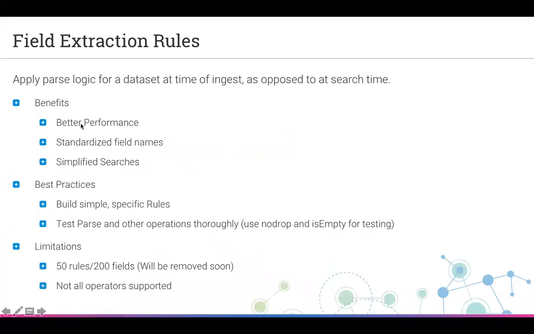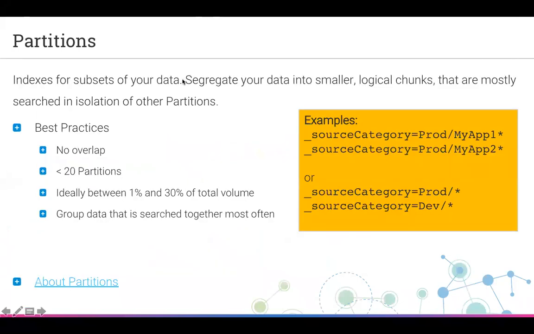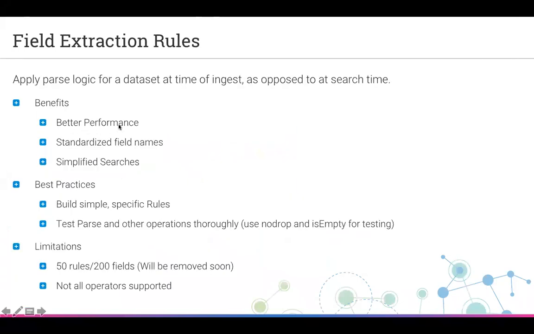So field extraction rules, because they extract the data at the time of ingestion, my goodness, you're going to get better performance from your queries because now those fields are already indexed. You start standardizing the field names. So now, let's say that for your Apache, you're going to have the same name for everybody. Everybody's going to call them status codes. You're not going to have someone calling it status, another one codes, another one status codes, another one SC. But instead, everything's going to be called status codes. And your searches are going to be so much simpler because you don't have to be parsing anymore, because parsing has been done at the field extraction rule level.